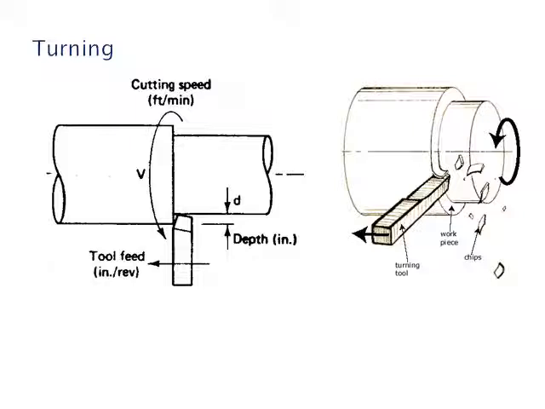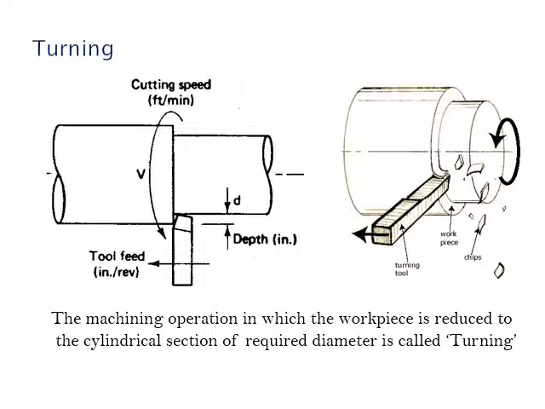At that time the tool moves parallel to the axis, this is the workpiece axis, parallel to the axis of rotation of the workpiece. It is called the turning operation. So the machining operation in which the workpiece is reduced to a cylindrical section of required diameter is called turning. Clear, understand?